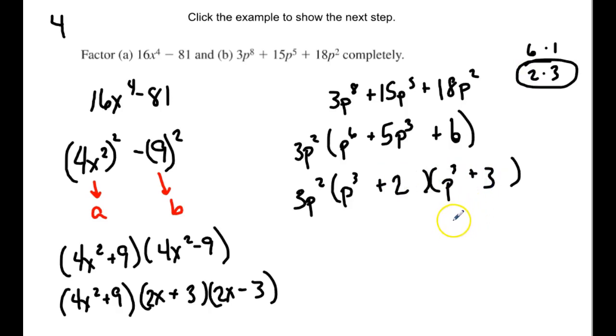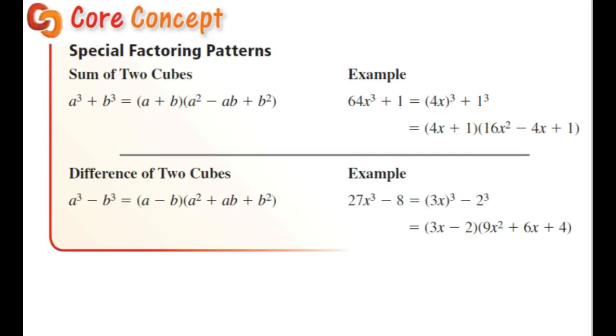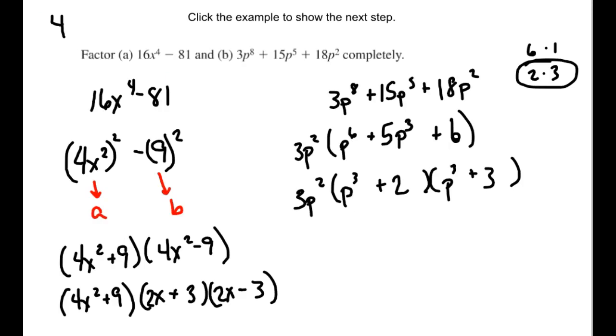So now, before I go any further, I double check, make sure I can't use any of my other patterns or properties. So I looked back here, I do have a sum of 2 cubes that I might have, right? Because I have p cubed. But I don't know the cube root of 2 and I don't know the cube root of 3, so I can stop there and say that I am fully factored.